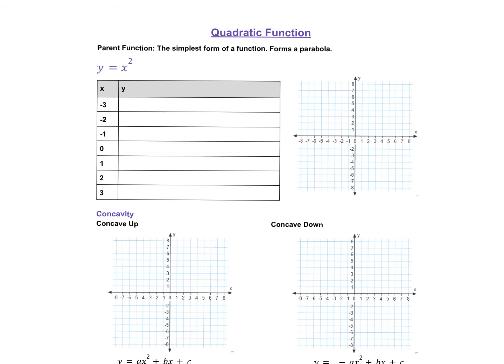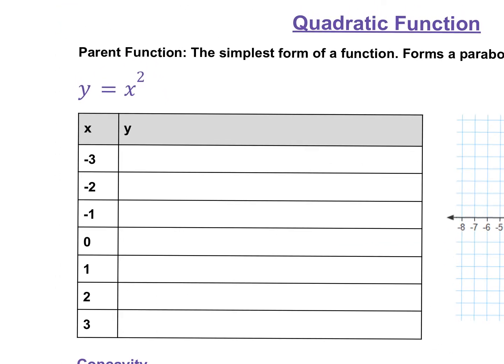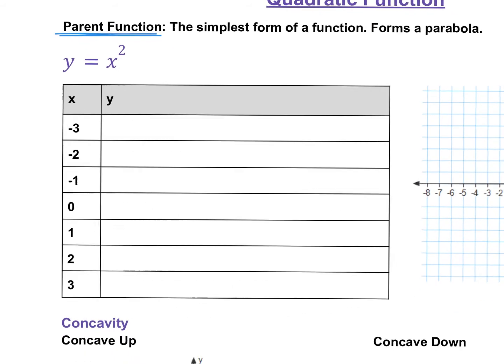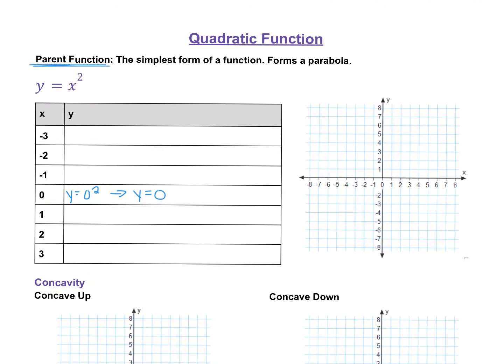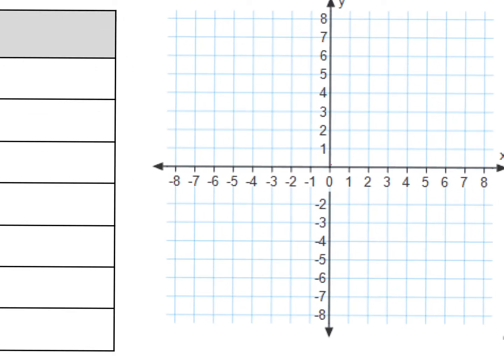I have the simplest form of a function. Okay. So this is called our parent function. Okay. And for a quadratic, it's y equals x to the second. So what I'm going to do is I'm going to substitute numbers in for this x so I can get my y. And I'm going to start with the easiest number on here, which is 0. If I have y equals 0 to the second power, that's going to give me y equals 0. So I'm going to go over to my graph, and I'm going to plot 0, 0, because my x was 0 and my y was 0.